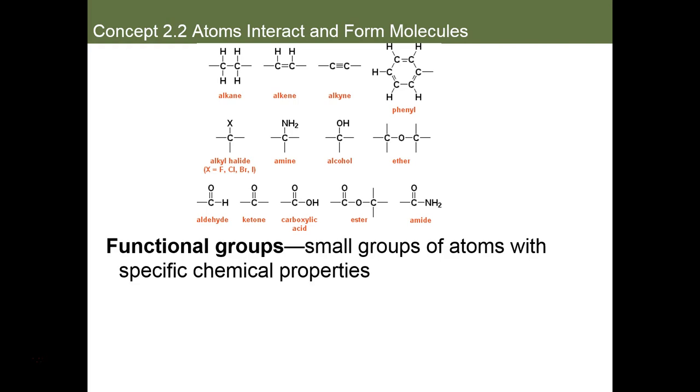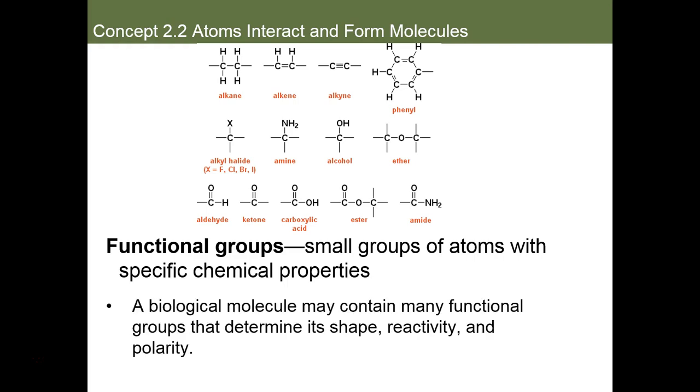Molecules may have what are called functional groups. This is a small group of atoms that are attached to a molecule that give that molecule specific properties. These functional groups can determine the molecule's shape, reactivity, and polarity. Above you can see some examples of functional groups that may be attached to molecules.